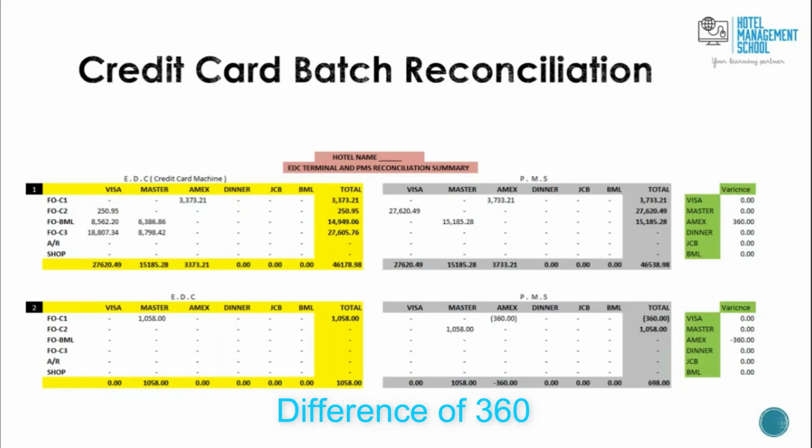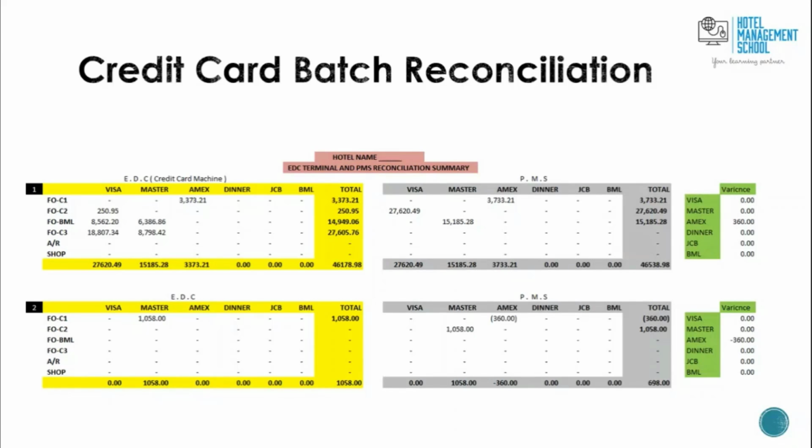So it means on the next day you make a correction in the system. You cannot make a correction in the credit card. You can make a correction only in the system, right? So on the second day, he makes a correction of 360 in MX. So the total becomes tally, which is called year to date. Right? So this is the credit card batch settlement.